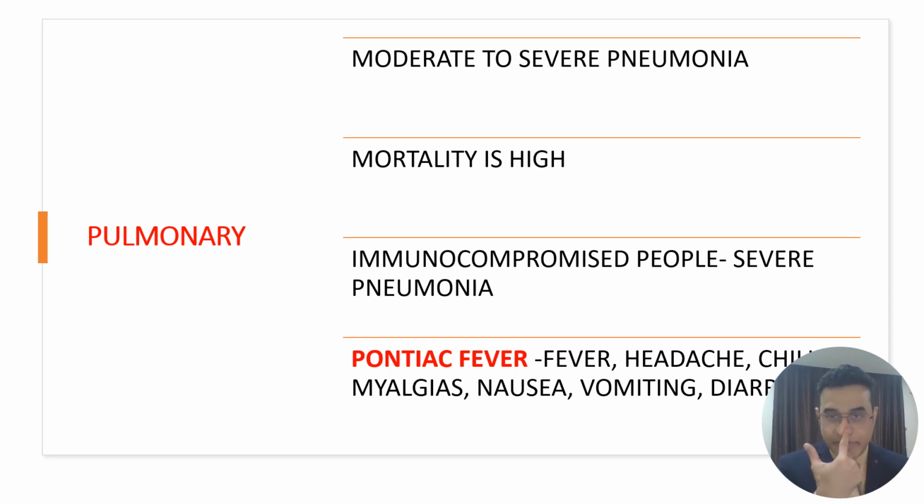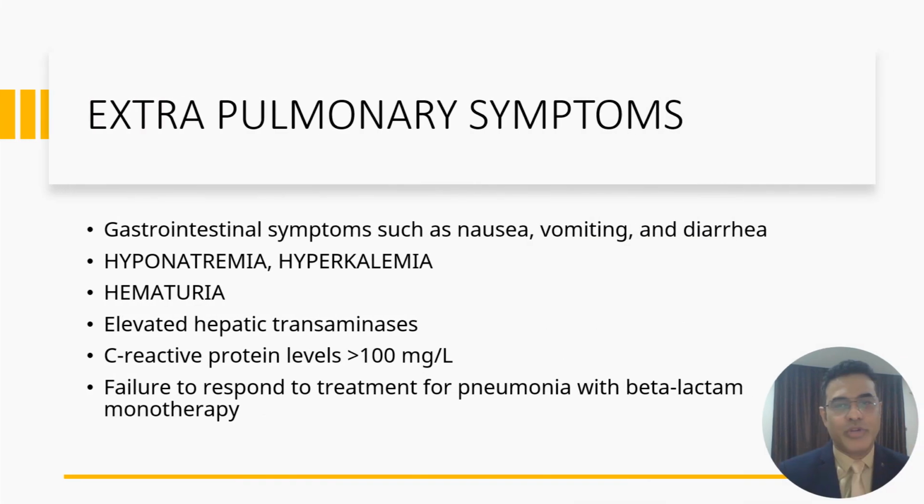It leads to moderate to severe pneumonia, especially in the immunocompromised patients, where we do see severe pneumonia. There's another type of infection, which we call Pontiac fever, with the Legionella, which consists of fever, headache, chills, and myalgias, and more of GI symptoms of nausea, vomiting, and diarrhea. This is known as Pontiac fever. And these are the pulmonary manifestations, whereas extrapulmonary manifestations of Legionella are classically GI symptoms.